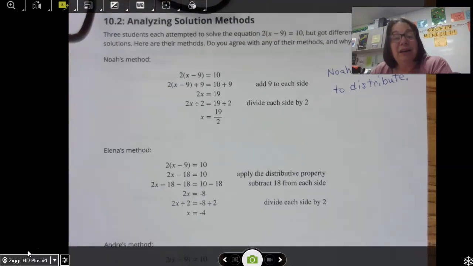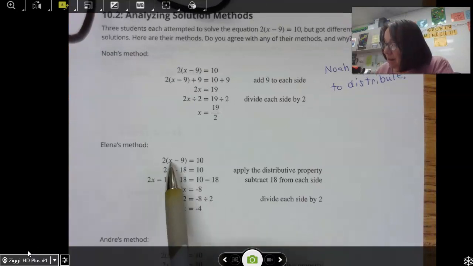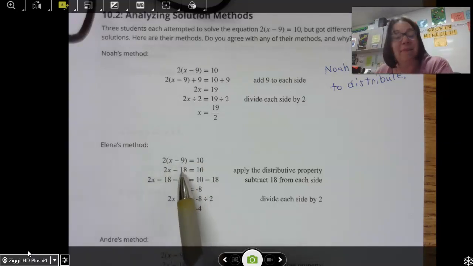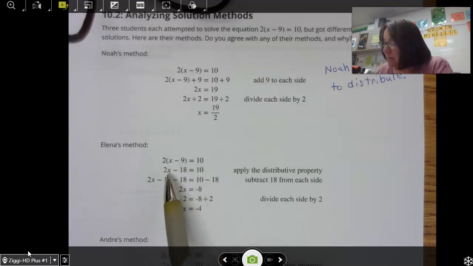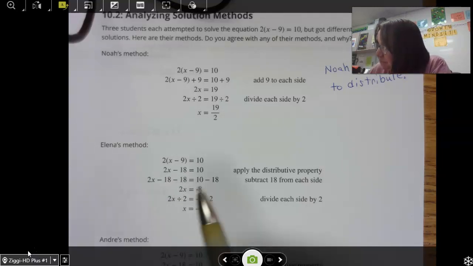So then we can look at Elena. Elena comes by and she says, well, 2 times x minus 9 equals 10. I need to distribute. So she takes 2 times x to get 2x and 2 times 9 to get 18. So now we have 2x minus 18 equals 10. And she says, oh, I'm going to subtract another 18. Well, what did she do? She should have added instead of subtracting.